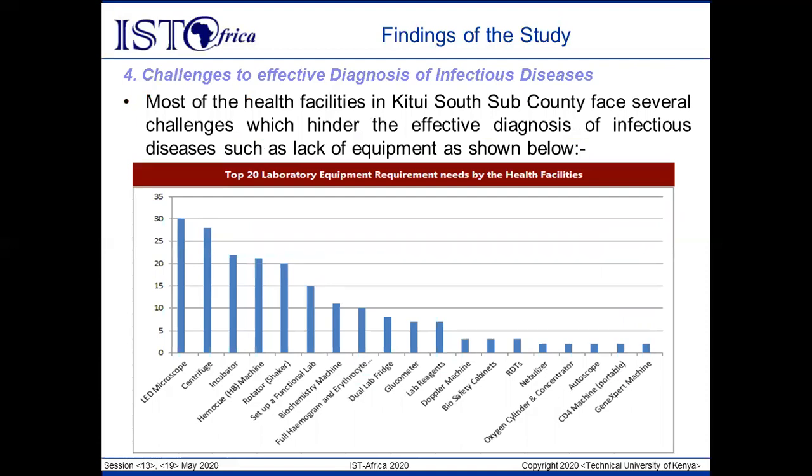The other analytics we did was on challenges faced by these facilities to effectively diagnose infectious diseases. Apart from understaffing, we also noticed that most of these facilities lack equipment. And the analysis below shows some of the top 20 laboratory equipment requirement needs by the health facilities. Most of them lacked microscopes, and the recommendation was LED microscopes. They also lacked centrifuges, incubators, HB machines, rotators, and most of them, especially the dispensaries, lacked a functional lab. And this was very critical for them so that they could at least diagnose and do several tests instead of referring almost all the cases.